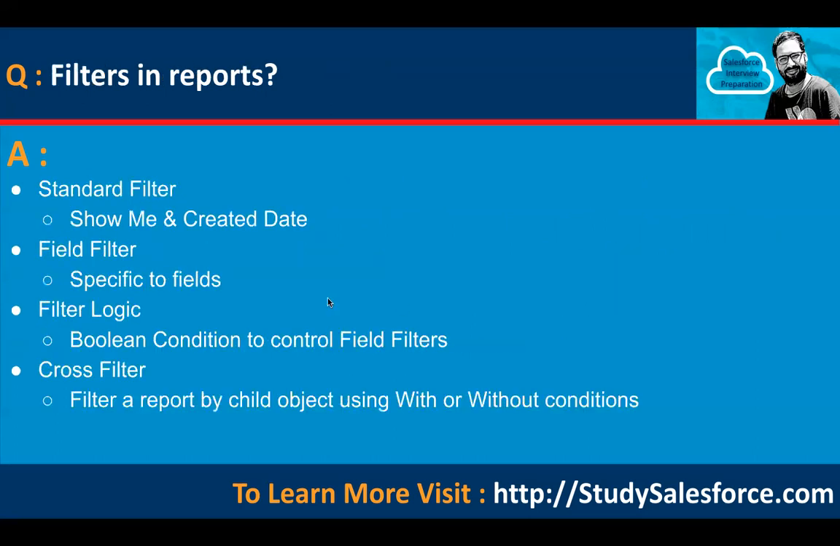Now, what are the filters in a report? We have the standard filter. It contains the show me and created date fields. Then the field filter, which is specific to fields. Then we have filter logic, like a Boolean condition to control field filters. Then we have the cross filter, which filters a report by a child object using a with or without condition.